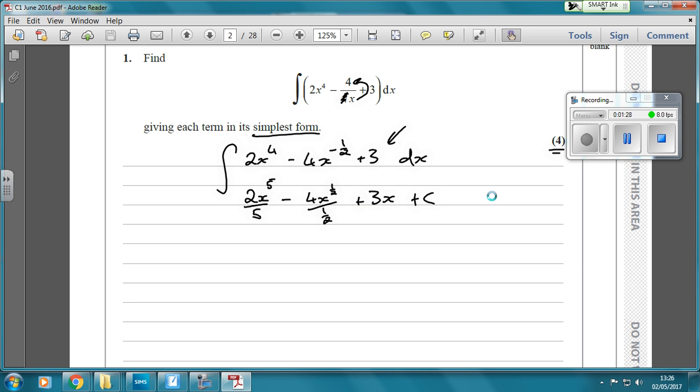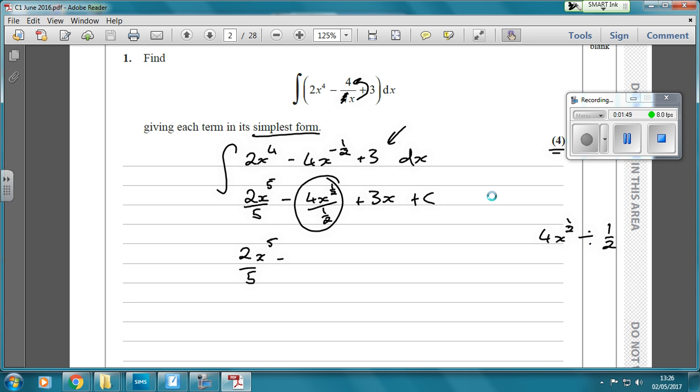But then we've got to put it in its simplest form. So the first one we can't simplify, so it's going to be 2x to the power of 5 over 5. The next one, if you're worried about how to do this one, I mean it's going to be a minus, but if you're worried about how to do this one, just do 4x to the power of a half divided by a half, and then write it out that way if you're confused about it.